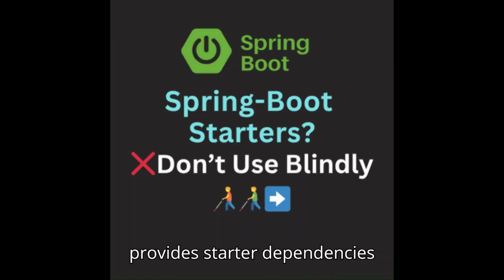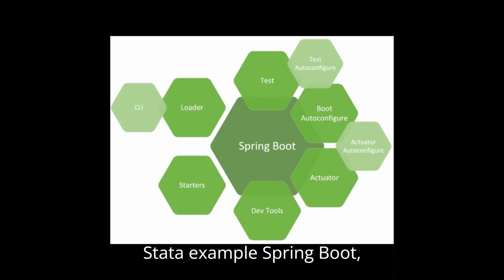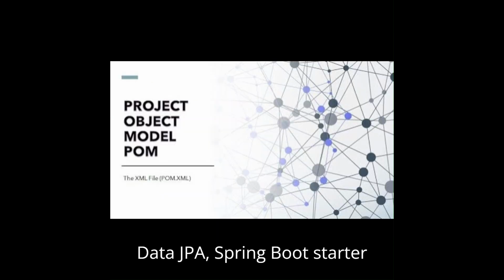Key 3: Starter Dependencies. Spring Boot provides starter dependencies. Instead of adding multiple dependencies, you just add one starter. Example: Spring Boot Starter Web, Spring Boot Starter Data JPA, Spring Boot Starter Security. This keeps your pom.xml clean and simple.